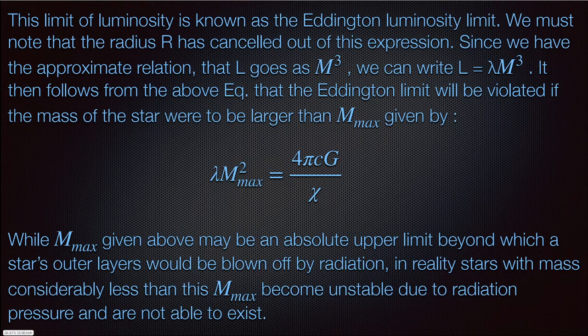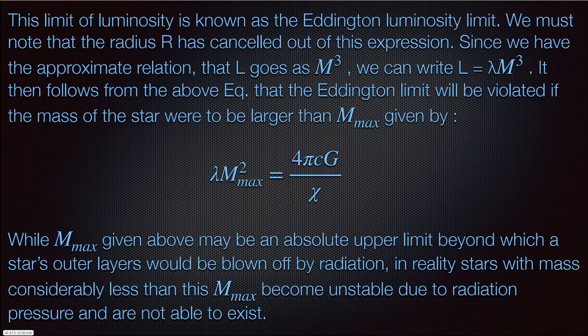So this limit of luminosity is known as the Eddington luminosity limit. We must note that the radius R was cancelled out from the previous expression. Since we have an approximate relation that L goes as m^q, we can write L is equal to lambda m^q. It then follows from the above equation that the Eddington limit will be violated if the mass of the star were to be larger than this m max. So what this means is a star could not have a mass greater than this. This is the limit of the biggest stars that we know.